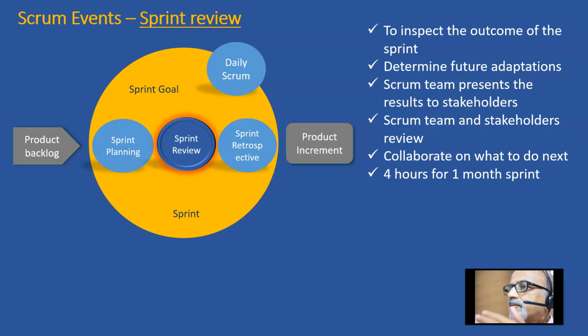And we collaborate on what to do next. Some discussion on what we can do next also happens in the sprint review meeting. But again, it is not the detailed sprint planning meeting. That should happen only in the next sprint. So it will take approximately 4 hours for a 1 month sprint. If the duration of the sprint is lower, then the sprint review meeting duration also can be lower.